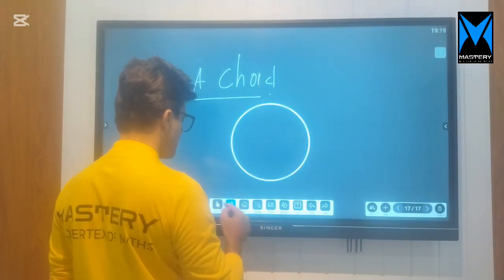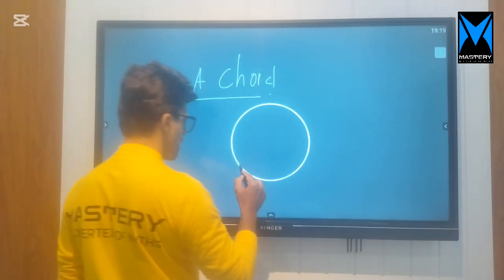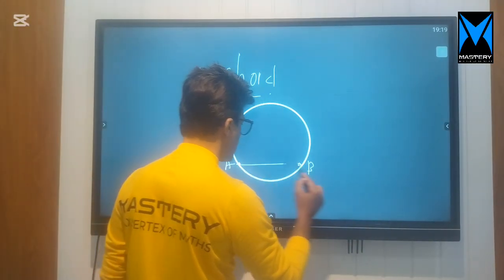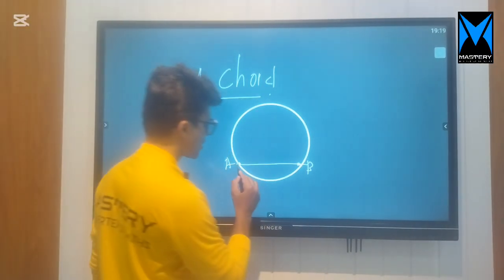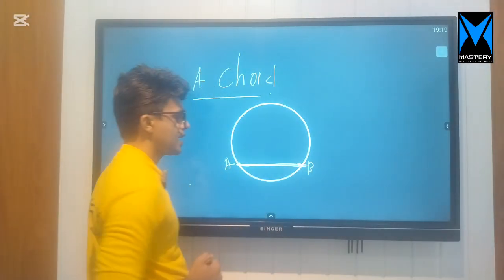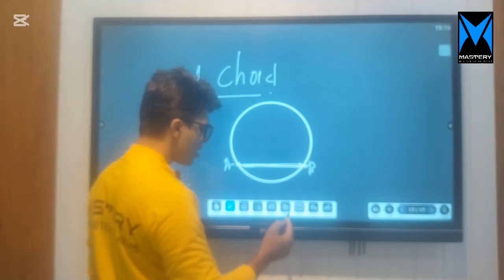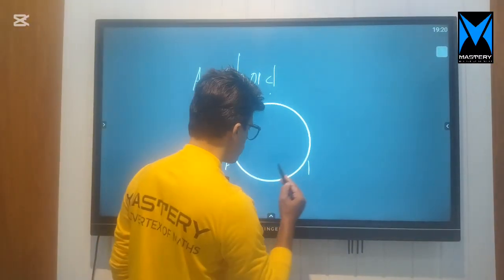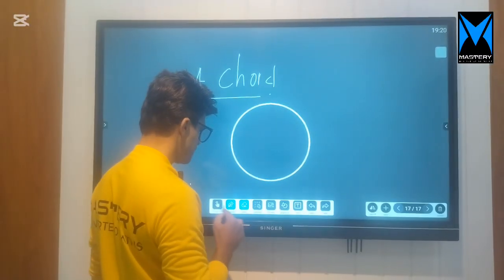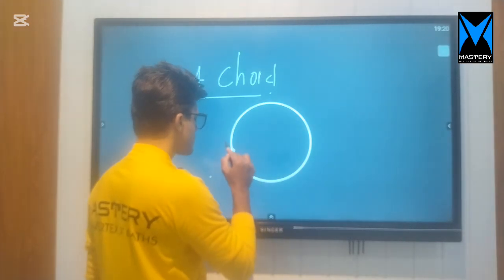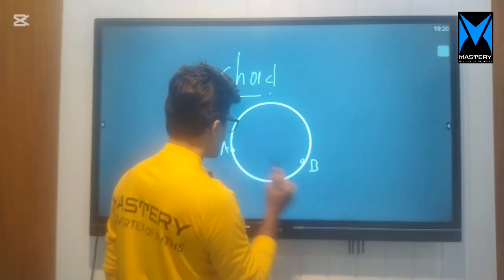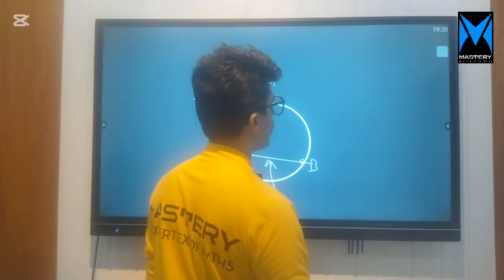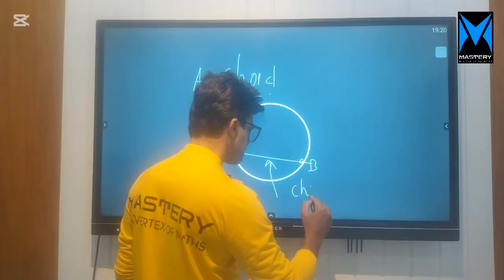Think of this: here is a circle. Then I am going to draw a straight line. This is the point A. This is the point B. Then I draw this straight line. This straight line we could identify as a chord. A chord is a straight line which is drawn connecting two points found on a circle. Here is a chord.